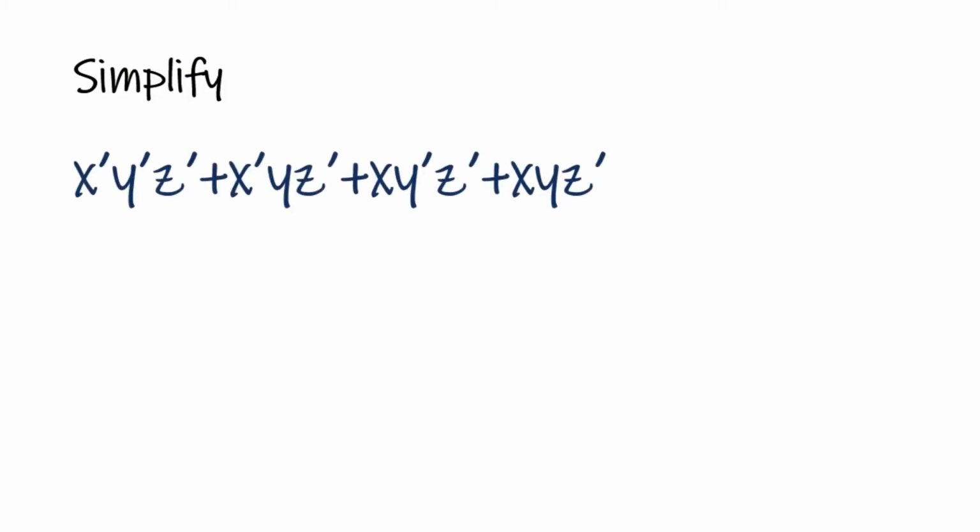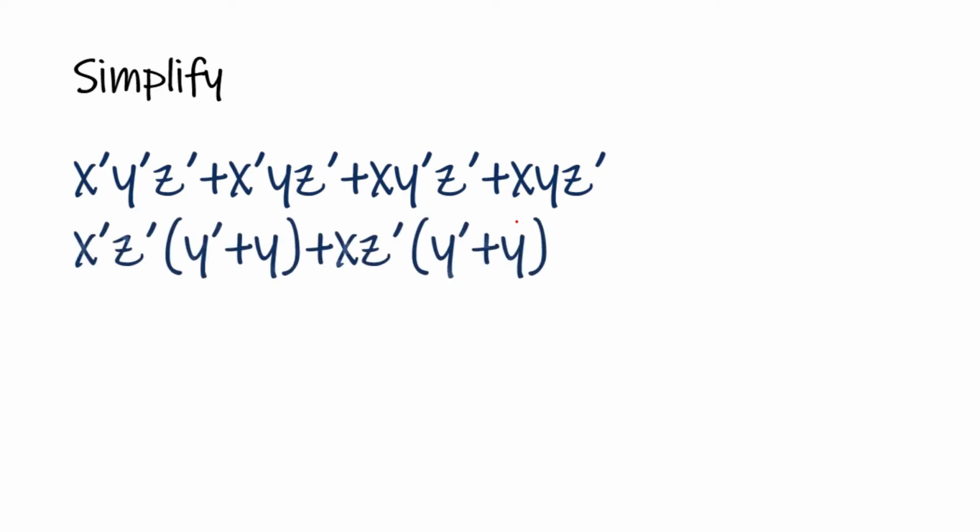Now, let's simplify. X prime, Y prime, Z prime, or X prime, Y, Z prime, or X, Y prime, Z prime, or X, Y, Z prime. So, gamit ang different postulates and theorems ng Boolean algebra, kayang-kaya nating isimplify ito. If you observe, sa first and second term, pwede nating i-factor out si X at Z prime. Sa third and fourth term, pwede nating i-factor out si X, Z prime.